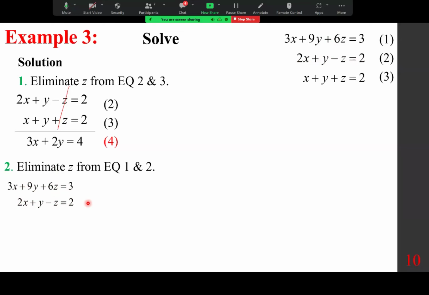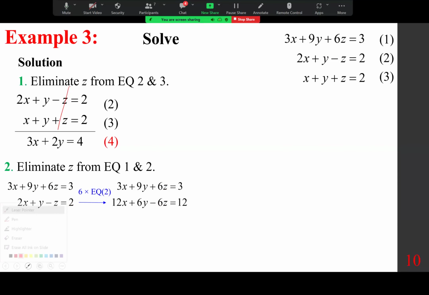So let's multiply both sides of this equation by 6. This doesn't change. This becomes 12x plus 6y minus 6z equals 12. We add them up. These two cancel each other. So we get 3 and 12, 15x, 9 and 6, 15y, 3 and 12, 15. And we give it the name 5.